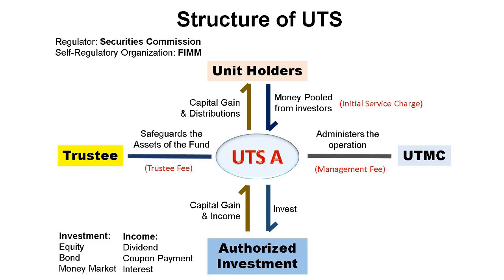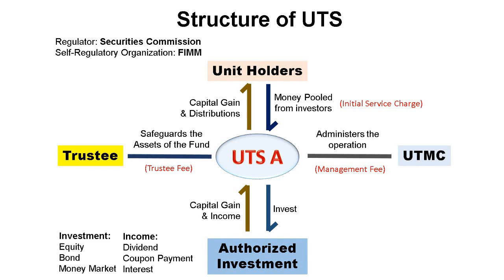Okay, let's see this one. Let's say you are all the fund manager. Okay? You are the trustee. The rest of you are the investors, the unit holders. So there are three main parties inside: unit holders, trustee, UTMC. The fund manager is all under UTMC. So when you pool the money, it is under the trustee's name.